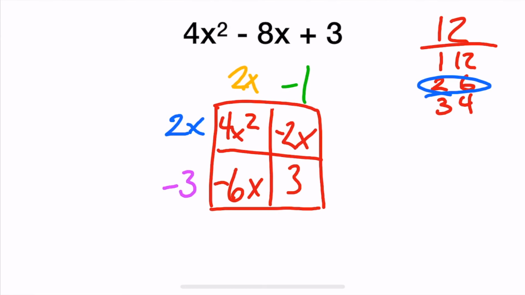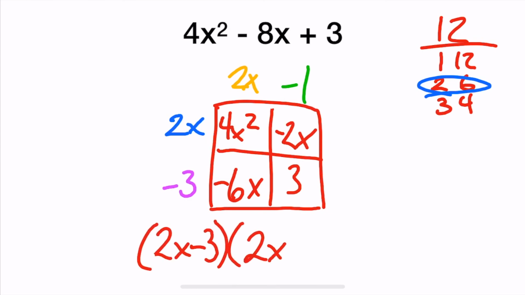Now let's double check our answers. 2x times 2x is 4x squared. 2x times negative 1 is negative 2x. 2x times negative 3 is negative 6x. And negative 3 times negative 1 is positive 3, meaning our final factoring is 2x minus 3 times 2x minus 1.